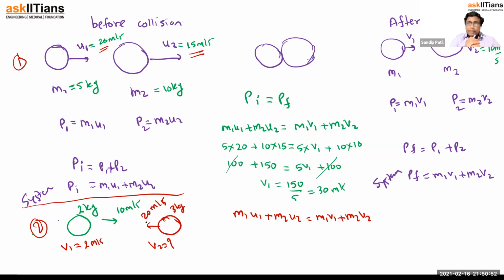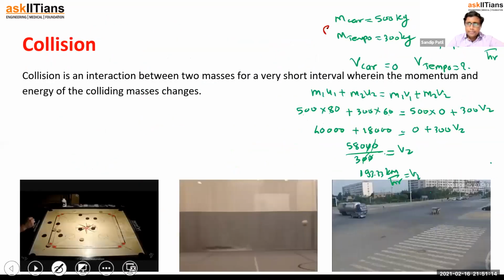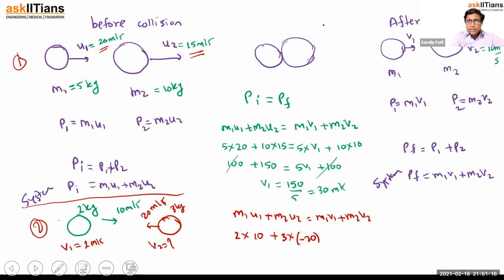So what is the change we have to make? Consider m1 is 2, u1 is 10. m2 is how much? 3. And what about u2? u2 is 20. But remember, as it is in the opposite direction, we should consider it as negative. So those sign conventions are important here again. We can take right as positive, and left as negative.